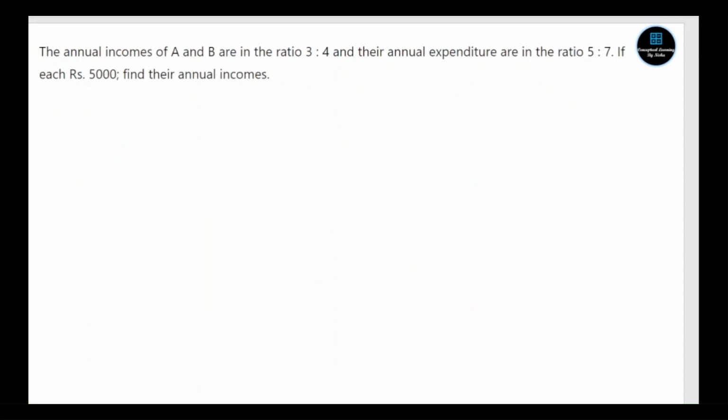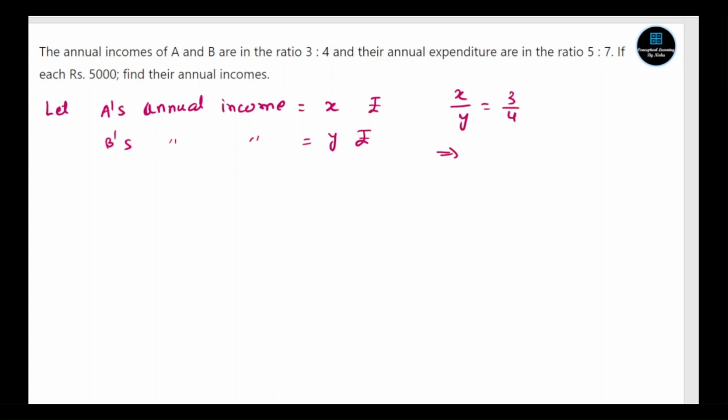Perfect. All right, now here annual income ratio is given. So let A's annual income be X rupees, right? And B's annual income is Y rupees. And now they have given X over Y equals 3 to 4. So I'll get my first equation, 4x minus 3y equals 0. So I'll keep this aside.